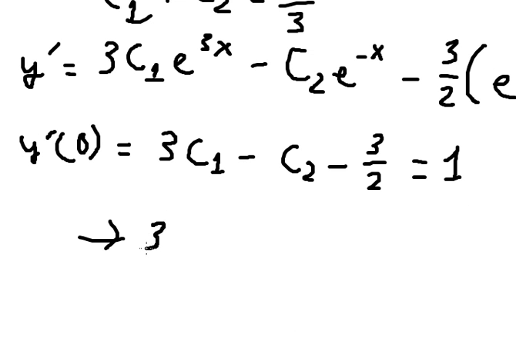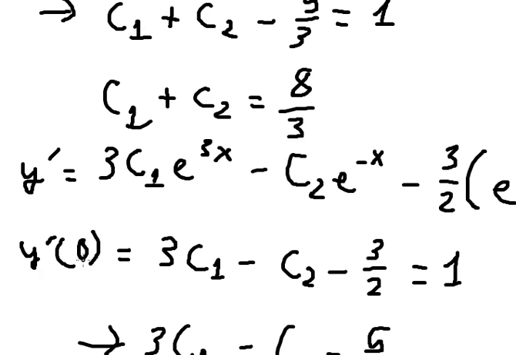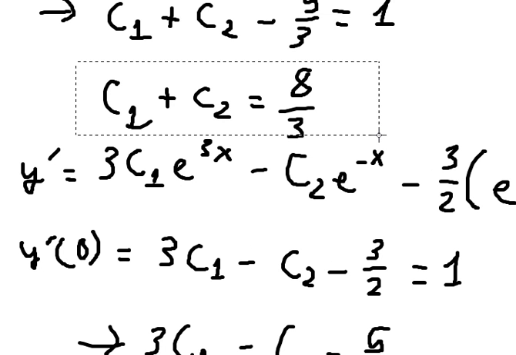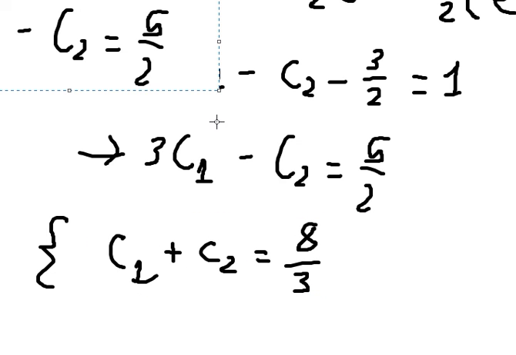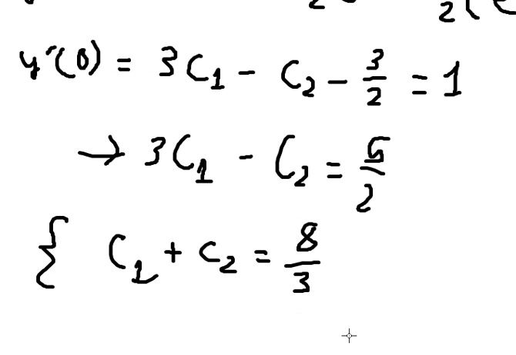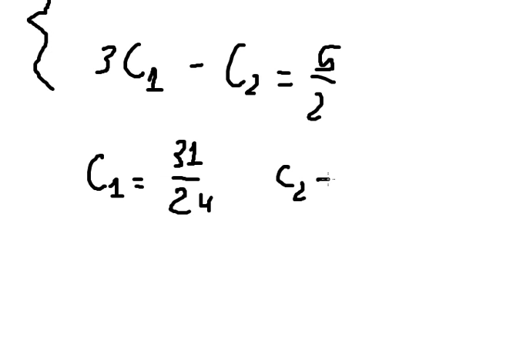And now we have the second equation. And that should be about 5/2. And now we need to find the solution of c1 and c2. So this one we have c1 equals 31/24, and we have c2 equals 11/8.